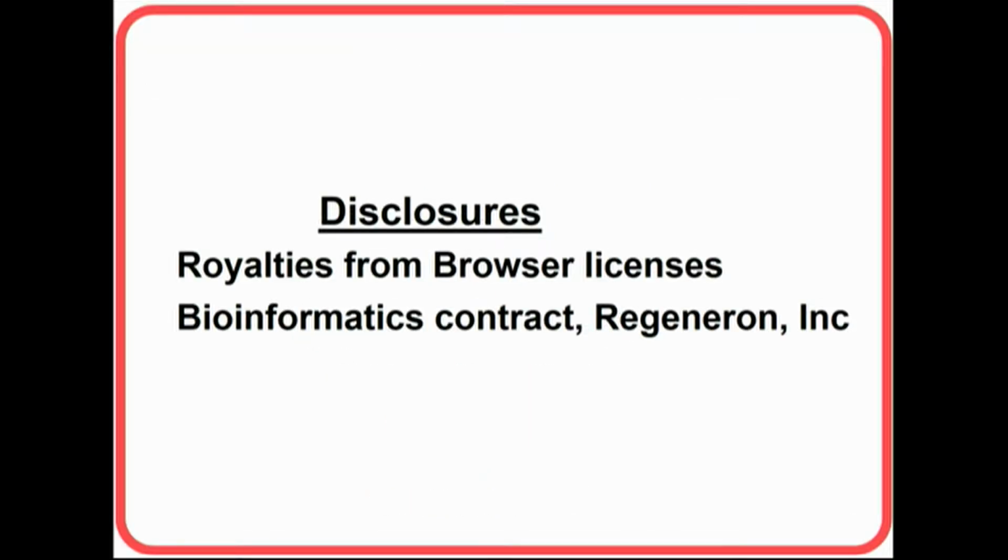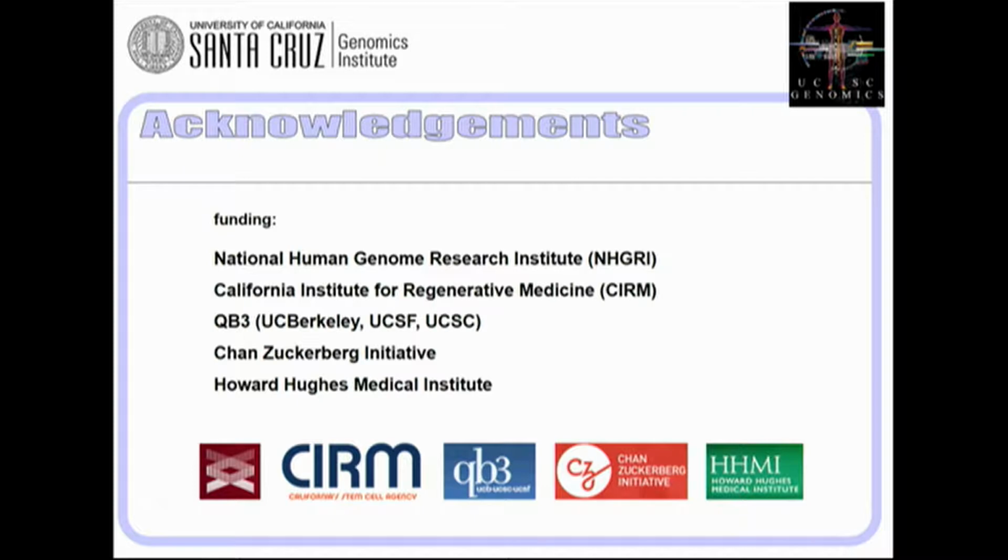So I'm going to start with disclosures. I get some royalties when we sell licenses to commercial companies. You can download our code and run it on your machine for free if you're at a hospital or an academic institution. You're supposed to pay for it if you're at a company. We have about 1 million lines of code and 300 FTE years in the browser. And so that's the opportunity for commercial outfits to pay back the government for all of the funding. And we have a contract with Regeneron to do some work, most of which winds up back in the browser, but some things that they want prioritized, they are a little bit of a funding stream for us as well. Our main funding is from NHGRI.